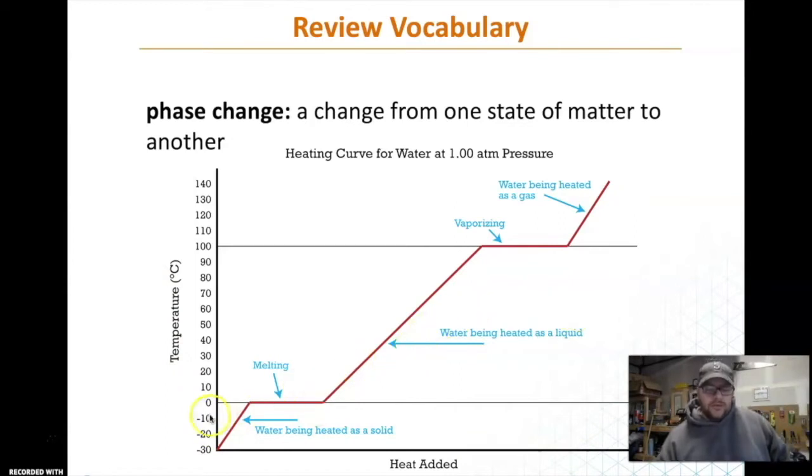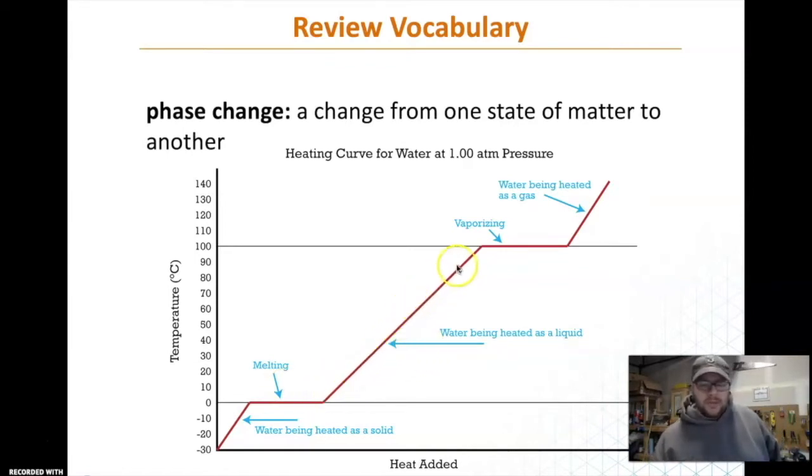During the phase change, we are not increasing the speed of the particles, the average kinetic energy of the particles, but we are changing the state of matter. So we're separating those intermolecular forces a little bit more and turning it into a liquid.